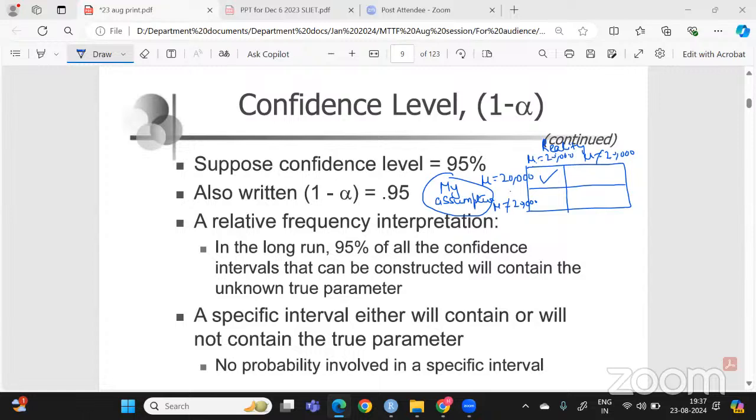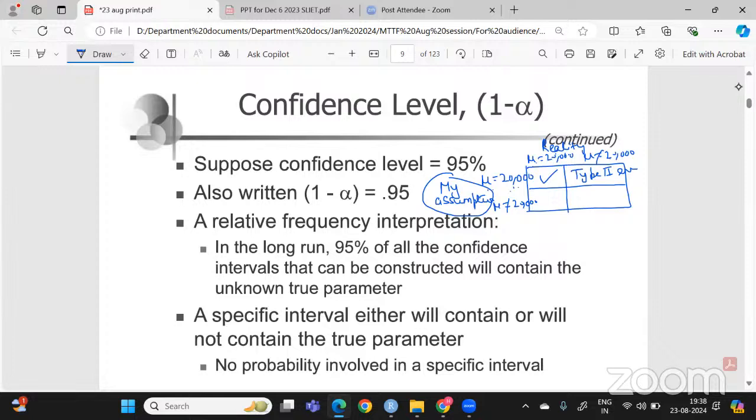So if my statement is that mu is equal to 20,000, I am saying that it is true, but actually mu is not equal to 20,000. So whether I'm going to make a type 1 error or type 2 error, can anybody tell me? That will be type 2 error, because I am saying that mu is equal to 20,000, but actually it is not. So I am accepting my null hypothesis when it is not correct, and H1 is true. So in that case, I'm committing a type 2 error.